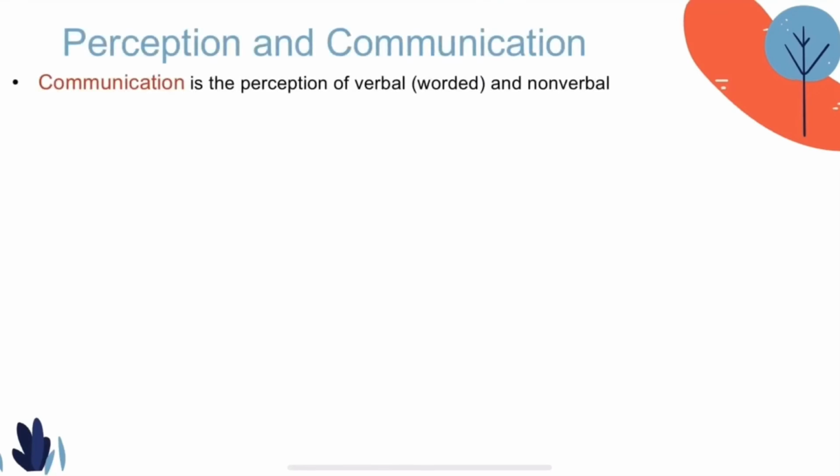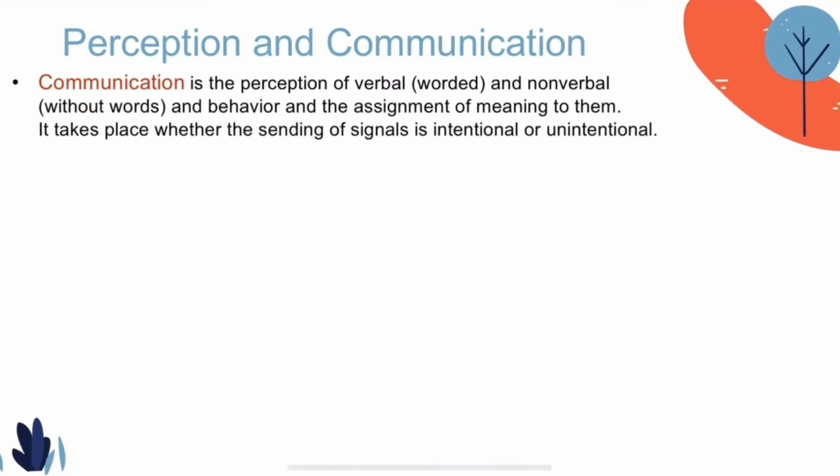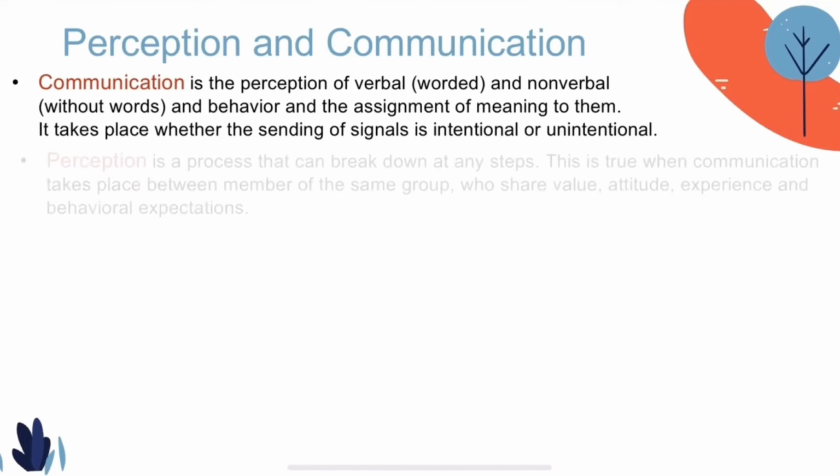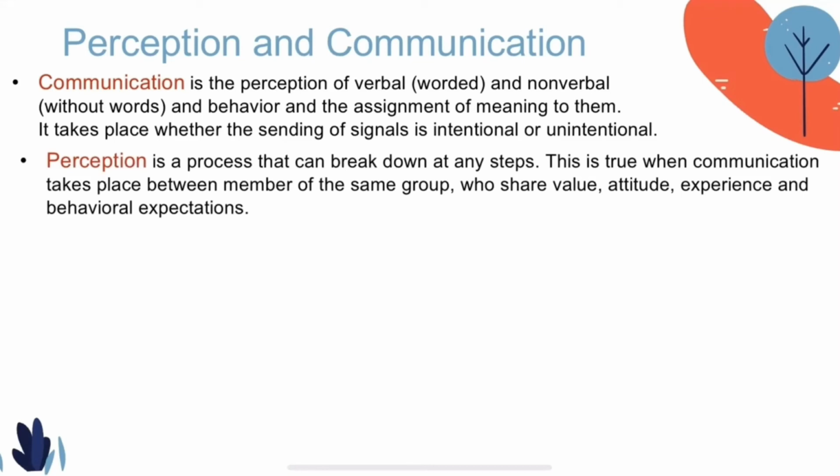Moving on to another part, about perception and communication. Communication is the perception of behavior, like words and non-verbal behavior without words, and the assignment of meaning to them. It takes place whether the sending of the signal is intentional or unintentional. On the other hand, perception is a process that can break down at any step. This is true even when communication takes place between members of the same group who share values, attitudes, experience, and behavioral expectations. When communicators come from different cultures, however, the challenges are much greater. Communication signals can be verbal or non-verbal or a combination of both.